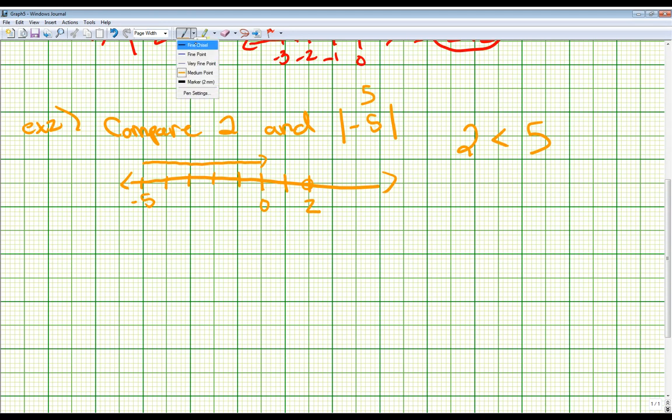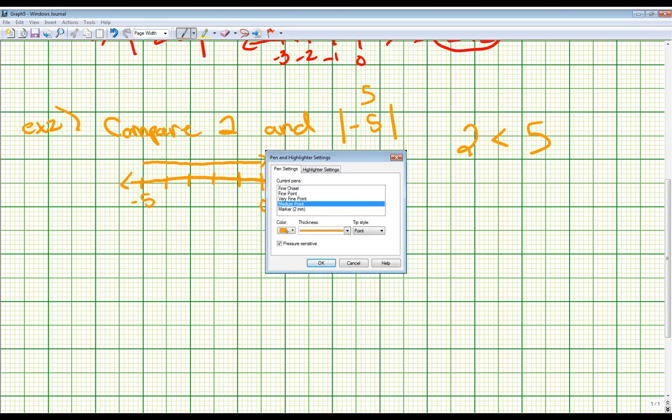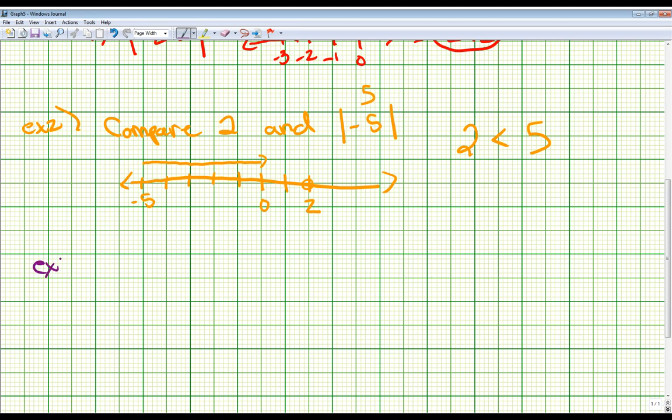Example 3 is taking this more into a real life situation, as they like to do at the end of every lesson. Okay. This one's all about animals and elevations. It says the table shows the elevations of several animals. I'm assuming this is where they like to live, in the sea. It says A, which animal is the deepest, and explain. And then B, is the shark or the sea lion closer to sea level?